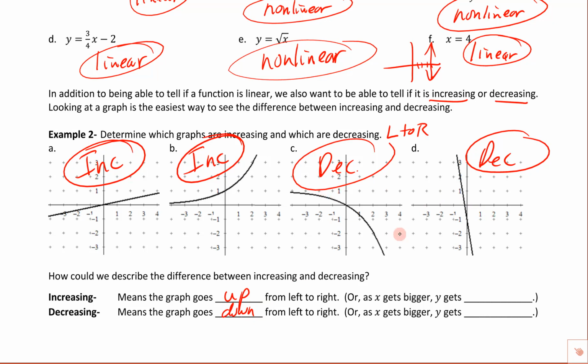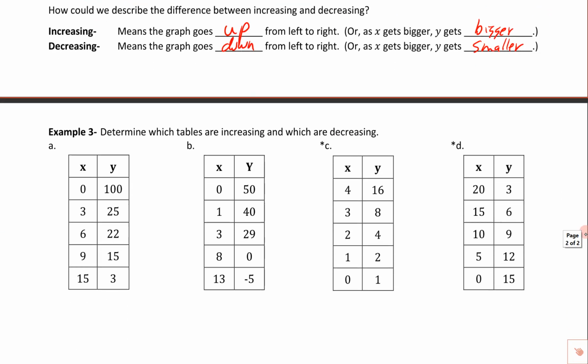Now, another way that we can describe this is as x gets bigger. So as the x's get bigger from left to right, if we're increasing, y gets bigger. So they're both getting bigger. And as x gets bigger, y gets smaller if it's decreasing. Okay? So again, smaller goes with decreasing, bigger goes with increasing. And we'll flip this over to the other side.